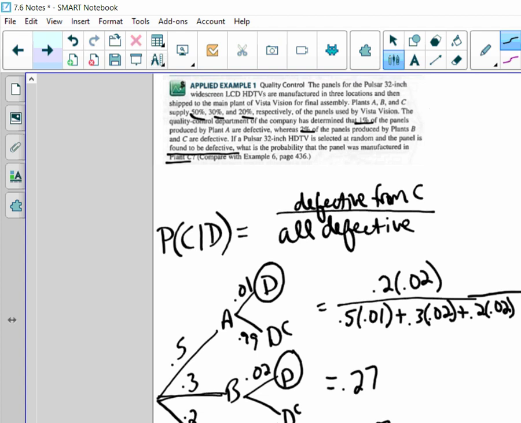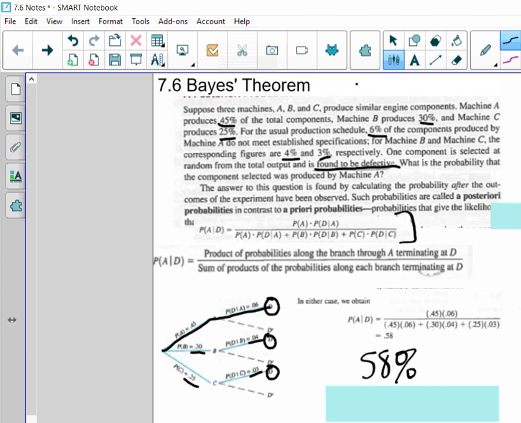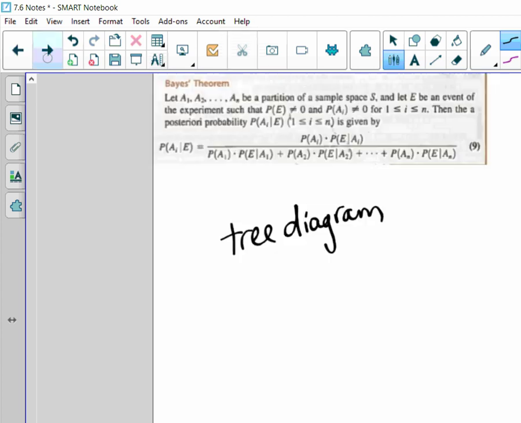So again, the difference between what we did in 7.6 and what we're doing now is we know already that it's defective. Like, given that we pulled a defective one already. I kind of skipped over this part because it was kind of blurry, but your book talks about these crazy words. It says, to answer this question, we're talking about the probability after the outcome's already been observed. This is called a posteriori probability, as in contrast to an a priori, what? I don't even know. Those are weird words.